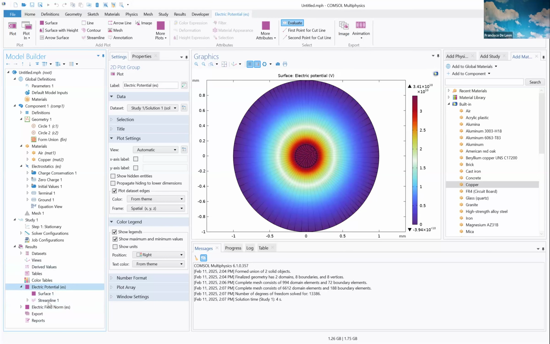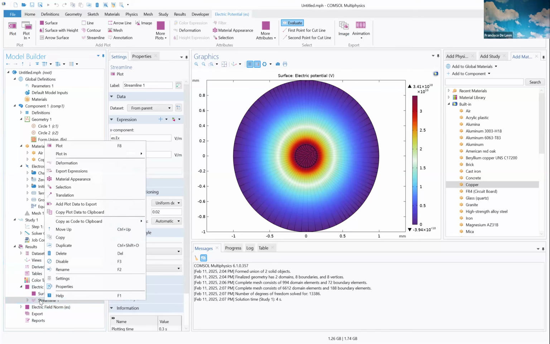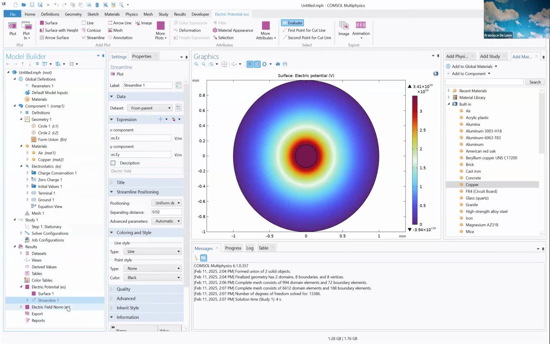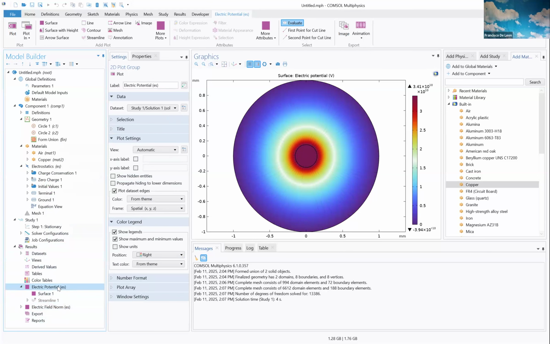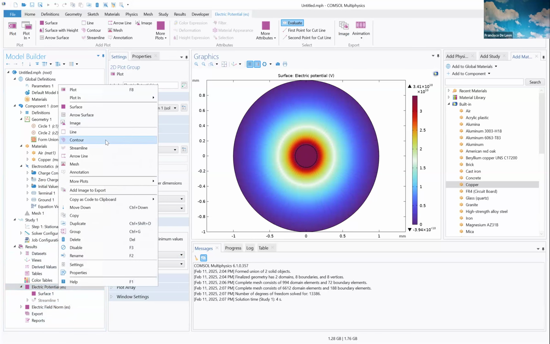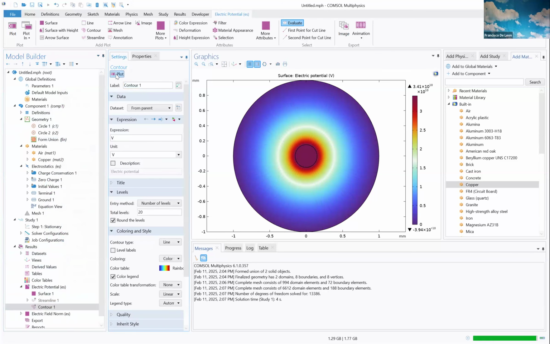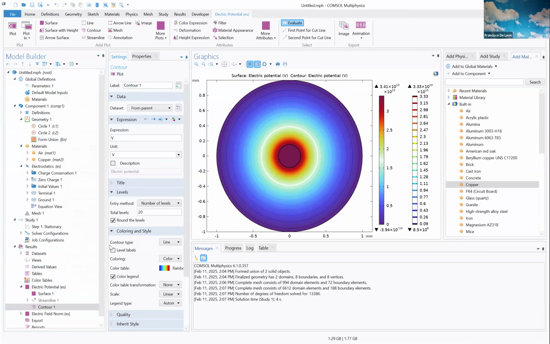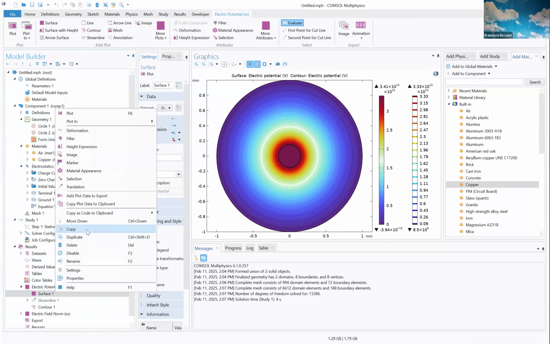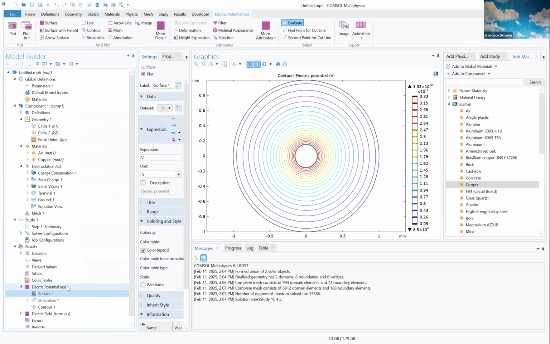If you don't want to see these lines, you can just right click these streamlines and disable it. Here is that, right? In the same way, if you want to see the electric equipotential contours, just right click this and click the contour. Then you can see plot, and you can see the equipotential contours. If you want to see it more clearly, just disable the surface. Now you can see these equipotential contours more clearly. Clear? So any questions now?